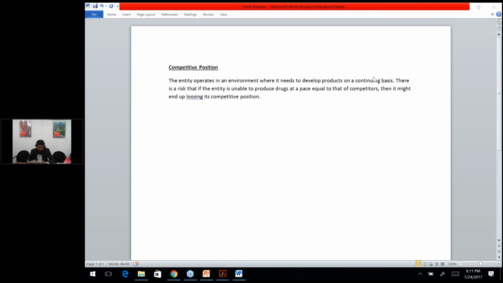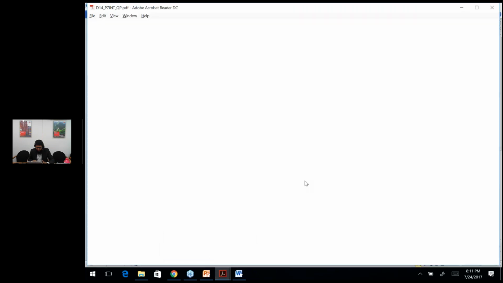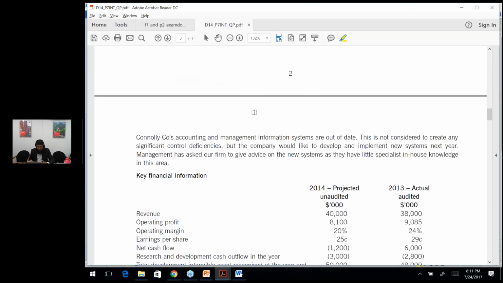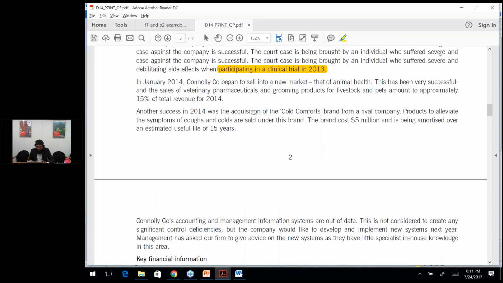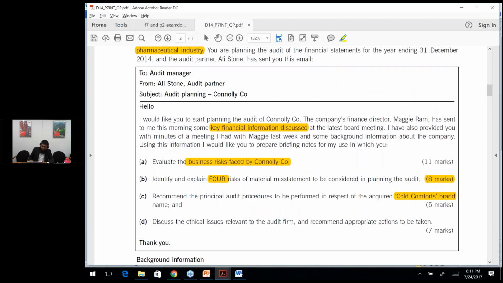Let's move forward. Let's just discuss further. So we'll move forward with respect to this area. We have got the next requirement of this question, and the next requirement is: identify and explain 4 risks of material misstatement to be considered in planning the audit.